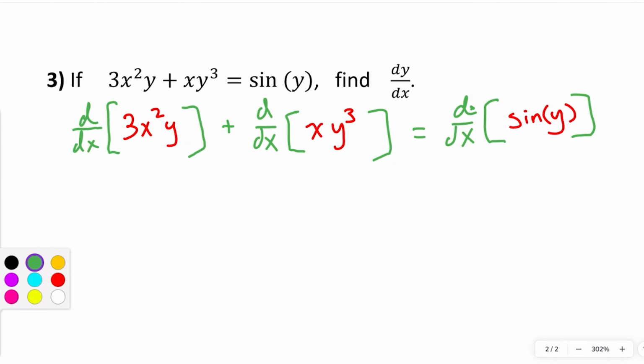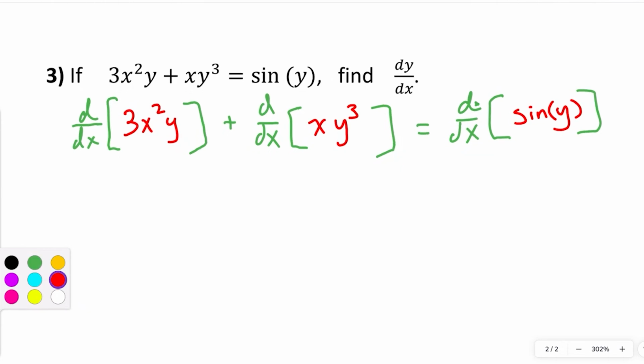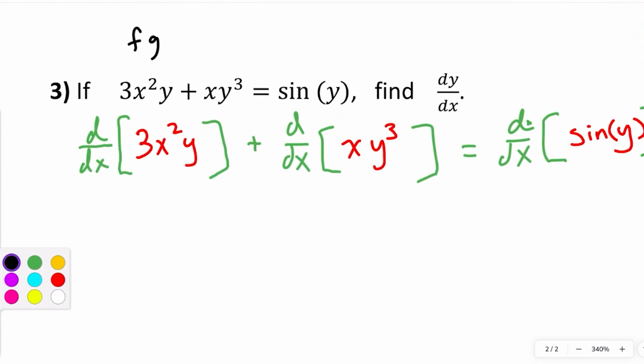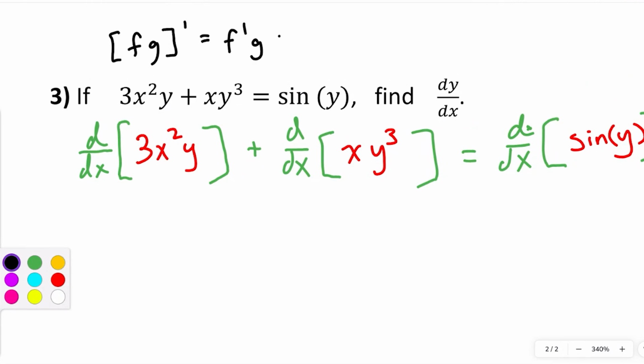Okay, so let's see if we can differentiate this. We're going to use the product rule. As a little reminder, if I want to differentiate f times g, it's going to be f prime g plus fg prime. In this case, the f is the 3x squared and the g is the y. So f prime, what's the derivative of 3x squared? This should be automatic, 6x.